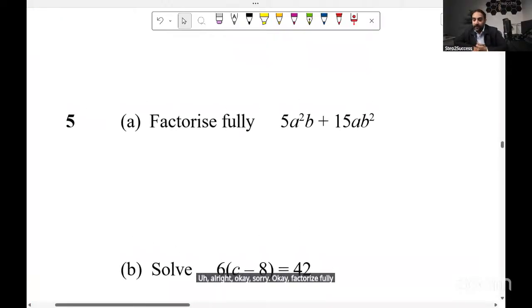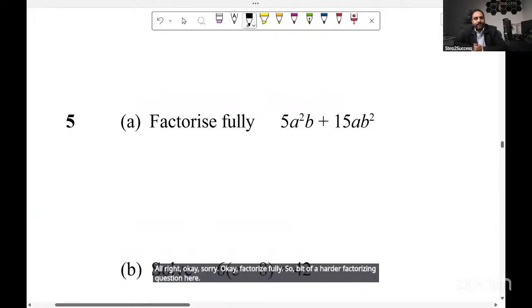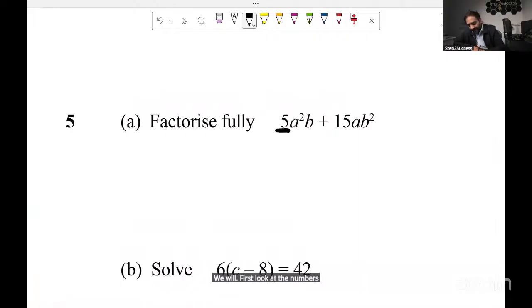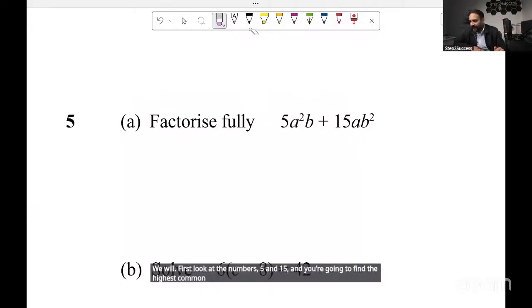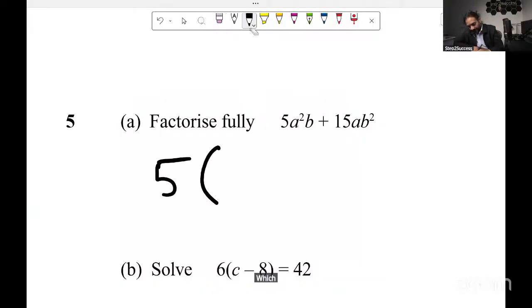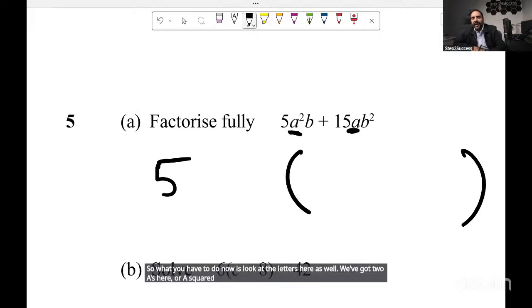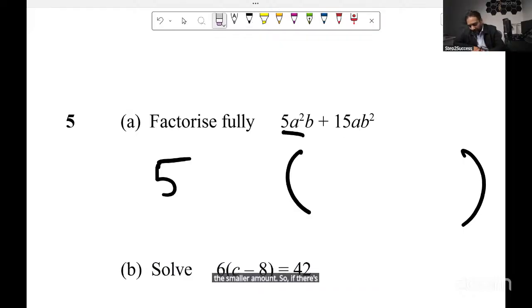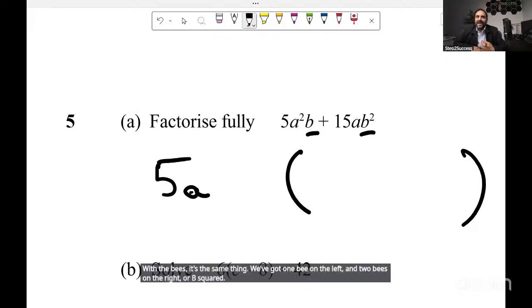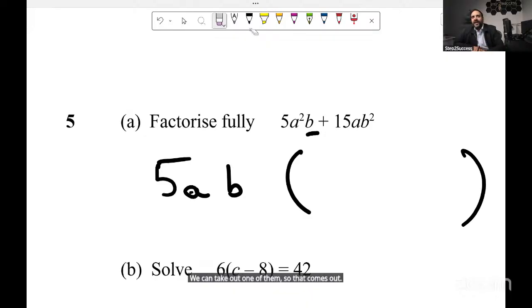Factorize fully. So, a bit more of a harder factorizing question here. We will first look at the numbers 5 and 15, and you're going to find the highest common factor of 5 and 15, which is 5. And then you're going to open brackets up. But then there's more. So what you have to do now is look at the letters here as well. We've got 2 a's here, or a squared, and 1 there. What you can do is take out the smaller amount. So if there's 2 here and 1 here, you can take out one of them because 1 is smaller than 2. With the b's, it's the same thing. We've got 1 b on the left and 2 b's on the right, or b squared. We can take out one of them.